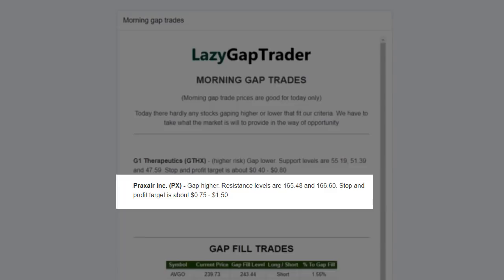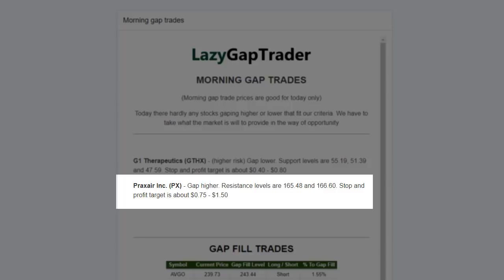It was PX, gap higher. Resistance levels are 165.48, and then I gave another level of 166.60. Stop and profit target is about 75 cents to $1.50. These are minimum profit targets. There are plenty of times where we get these big percentage gainers or multi-dollar winners out of these trades that are listed as 50 cents or 75 cents as a minimum profit target.